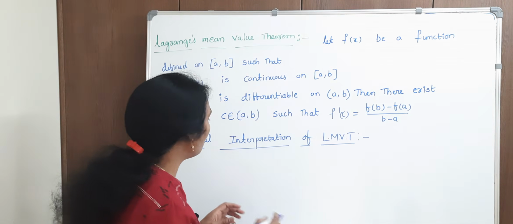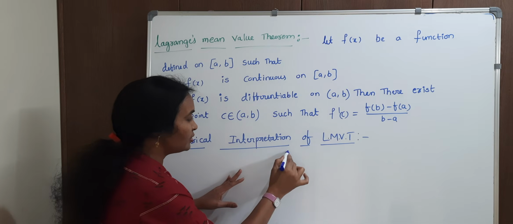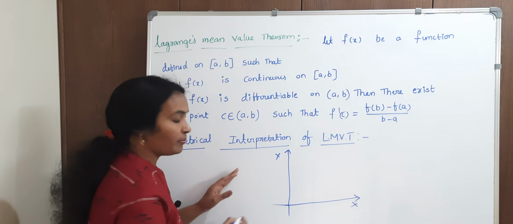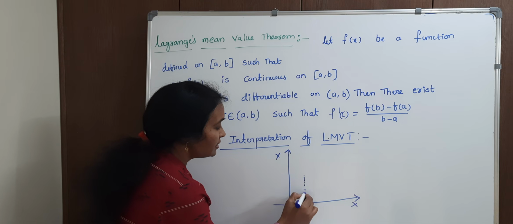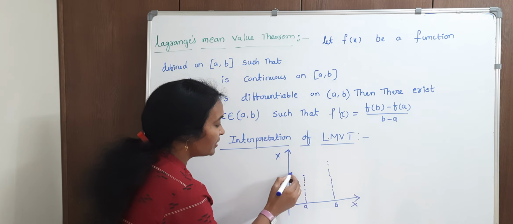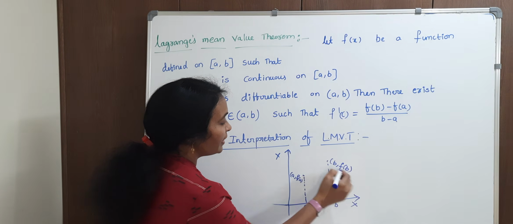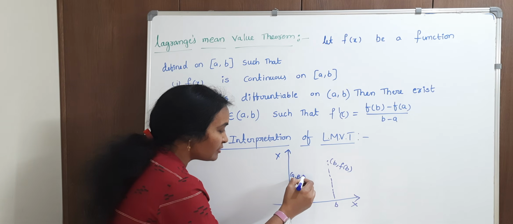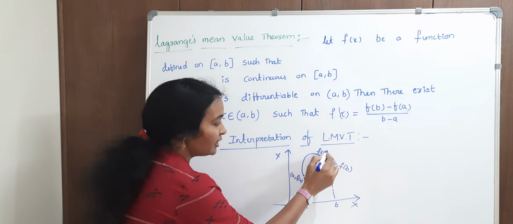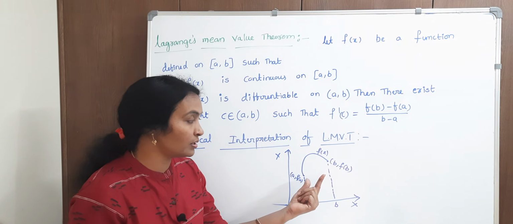Now I'll show the graphical, geometrical interpretation. For example, consider this is the x-axis and this is the y-axis. Suppose this is A and this is B, and this point represents A comma f of A and this point represents B comma f of B. Suppose the function f of x varies like this from A to B. It is a smooth curve with no gaps, a continuous function.